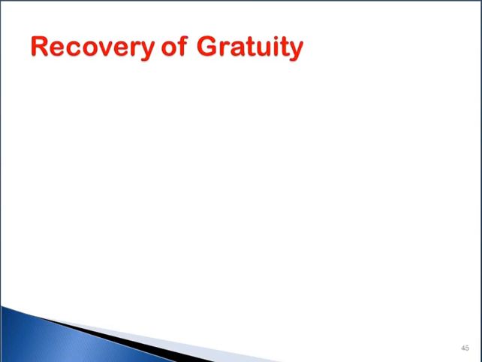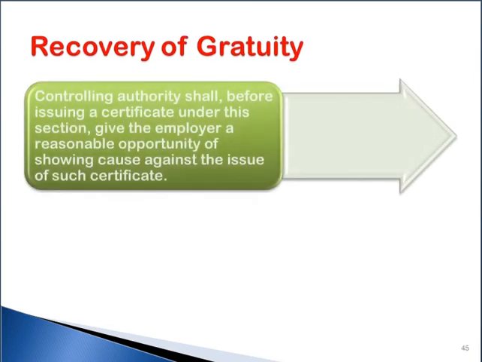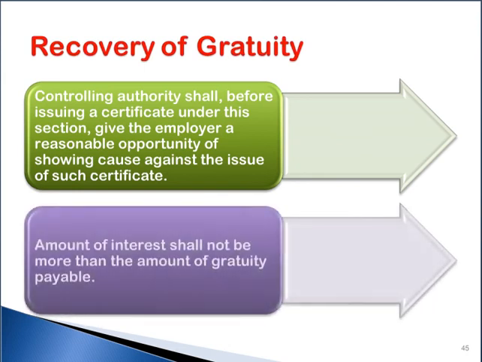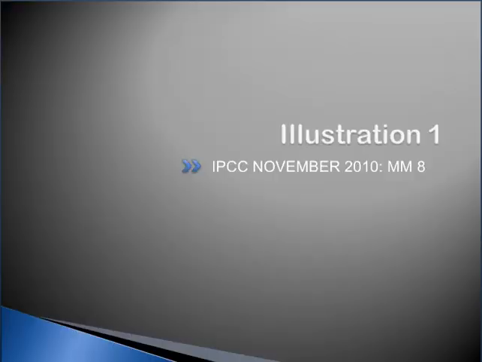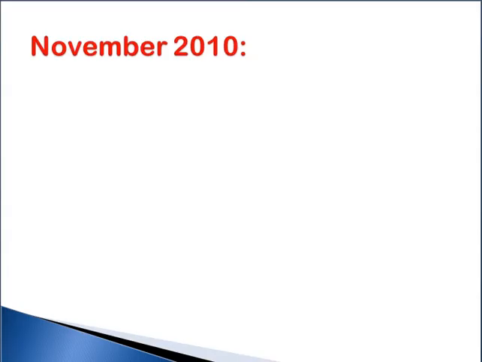Continuing with recovery of gratuity, the Act specifies that the controlling authority shall, before issuing a certificate under this section, give the employer a reasonable opportunity of showing cause against the issue of such certificate. The amount of interest to be added to the payable gratuity amount shall not be more than the amount of gratuity so payable. Now, dear students, we will take up few questions from past examinations.